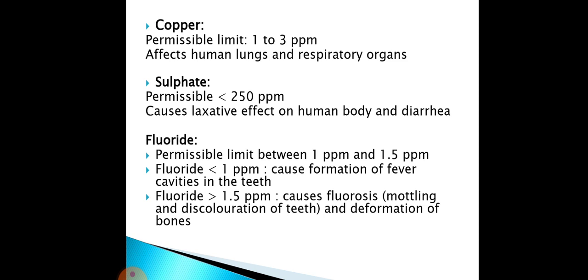Coming to fluorides, the permissible limit of fluorides in drinking water is between 1 part per million and 1.5 parts per million. If fluoride is less than 1 part per million, it can cause the formation of fewer cavities in the teeth. If it is greater than 1.5 parts per million, it causes a condition we call dental fluorosis, in which the tooth becomes yellowish in color, or it may lead to mottling of the tooth and even deformation of the bones. So it should be between 1 part per million and 1.5 parts per million. This is the permissible limit for fluorides in water.